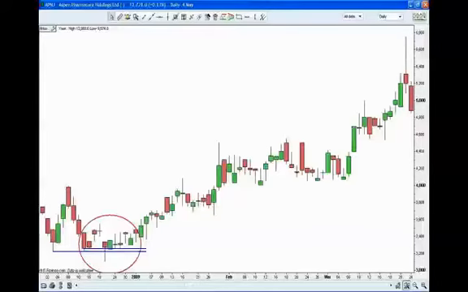As Simon said earlier, there are literally hundreds, if not thousands, of candle patterns. I've just watered these down to basically the ones that I use. And that's going to be the hammer, and then the next one is the shooting star.